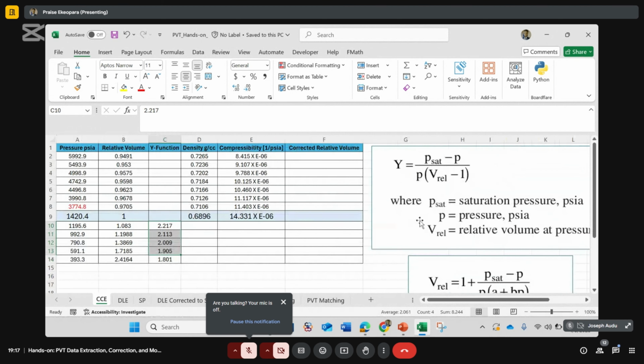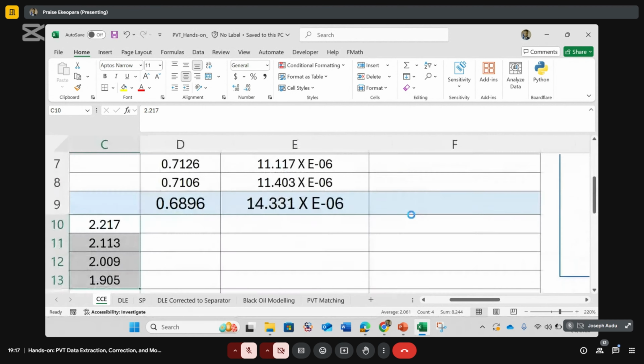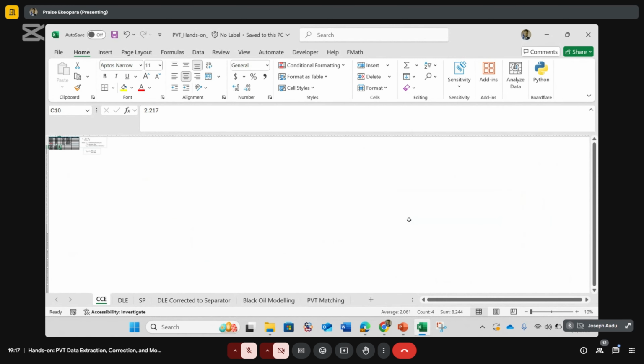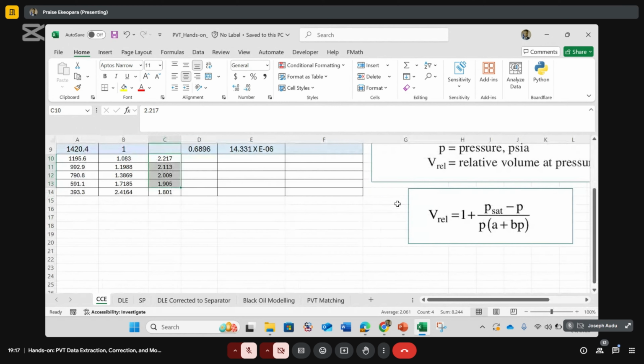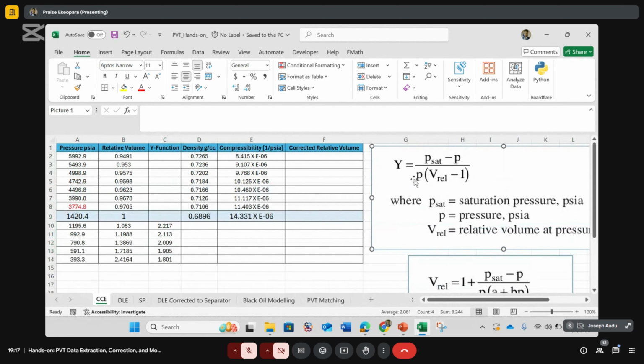So let me just go ahead and do the correction. Pardon me, I'm making use of a small screen. All right, so this is the formula, and this formula was extracted from our known Tarek Ahmed, right? So you can always go there and confirm what we have here. This is the formula that is used to determine the Y function, the ones you are seeing here, and it's gotten by doing P sat minus the individual pressures, all over the pressure P, times the relative volume minus 1.